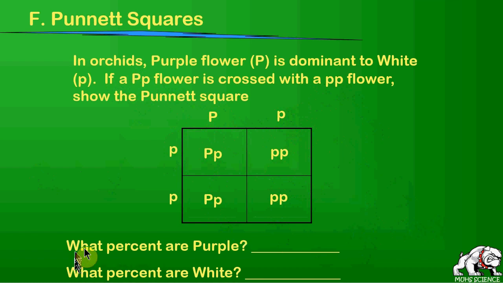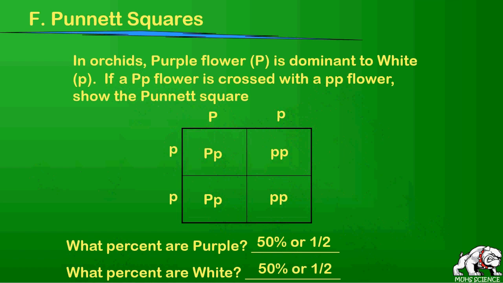So now the questions are about phenotypes. What do the organisms look like? What are the phenotypes? What percentage are purple? Well, purple is anything with a capital letter P. So we have 2 out of 4, or 50%, or 1/2. How many are white? Again, 50%, or 1/2.